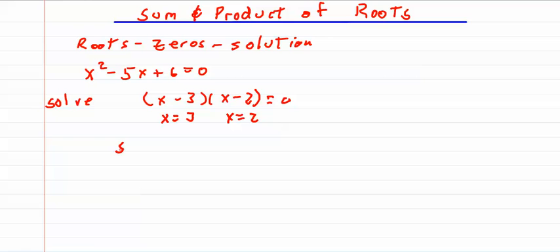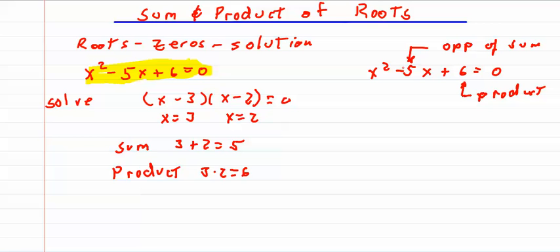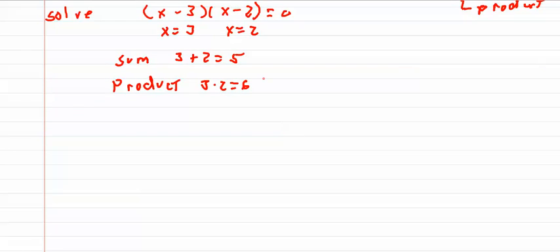Now, the sum of these roots, or solutions, is 3 plus 2, which equals 5. The product, 3 times 2, is equal to 6. Now if we go to our original equation, x squared minus 5x plus 6 equals 0, we see both the number 5 and the number 6 in this equation. This is the product. And this is the opposite of the sum. The sum is positive 5. Here it's negative 5.